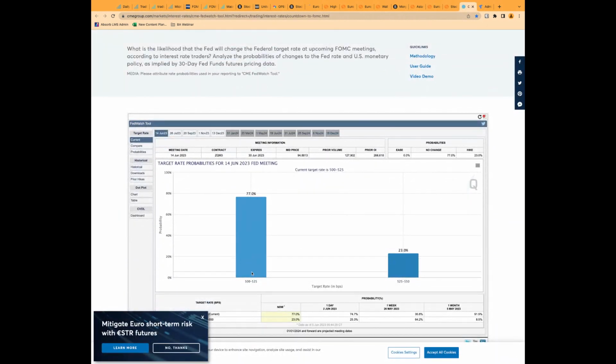And then we're seeing this push higher. So this is the unchanged. This has been pushing higher through last week in here. So now a 77% chance we stay unchanged. Only a 23% chance we get a hike.